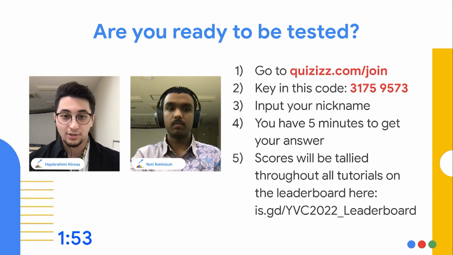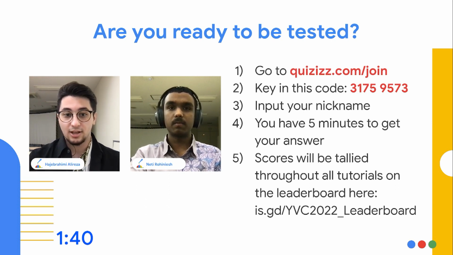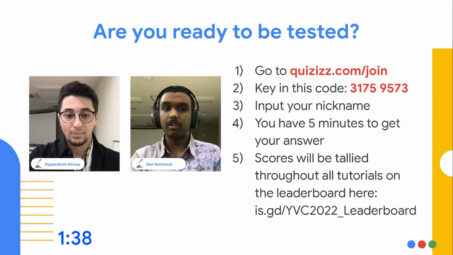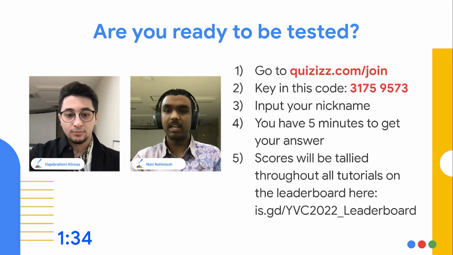Now let's try to do some quizzes. Go to quizzes.com/join, enter the key code, write down your nickname and start answering the quizzes. You will have 5 minutes to get your answer and you can check the leaderboard in the URL in the slides. So, you only have 2 minutes left to get on to quizzes and get prepared before we start the actual quiz. What are you waiting for? Quickly, hurry on to quizzes.